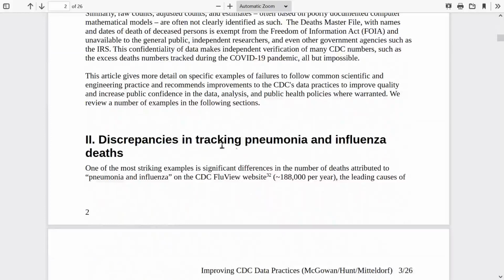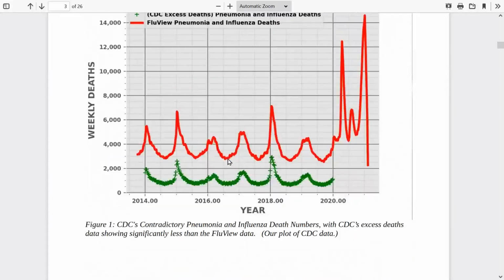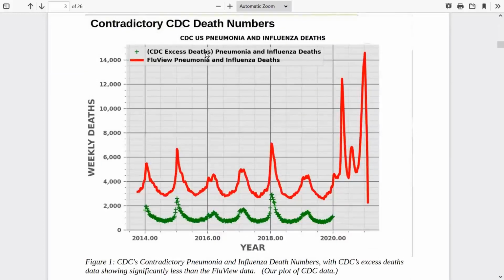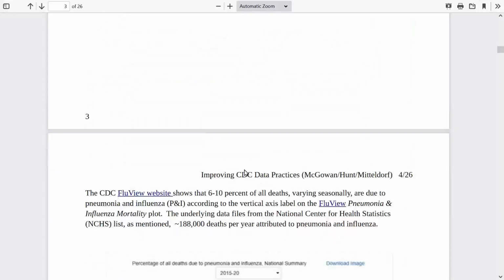I start with these discrepancies that I just outlined in tracking pneumonia and influenza deaths. And there are similar things between the CDC excess deaths files, which give a much smaller number of pneumonia and influenza deaths, the green numbers here, going back several years, versus the FluView, the red numbers. And FluView has evolved into a site for tracking pneumonia, influenza, and COVID-19. And you can see that there's a large discrepancy.